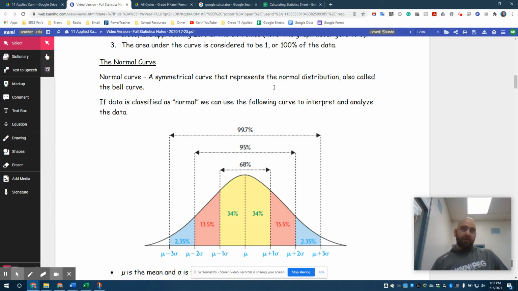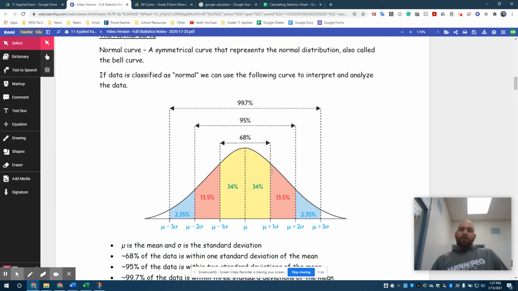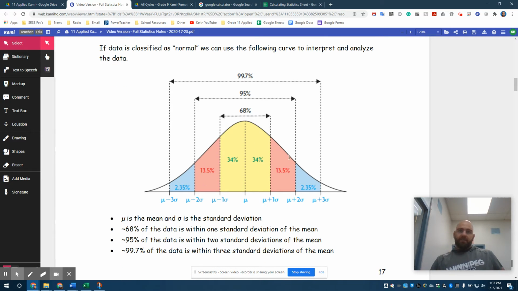We also call it the bell curve. And all of our data fits inside of here. A certain percentage is going to fit in each area if we see something as being normal. If the data is classified as normal, we can use this following curve to interpret and analyze the data. This is our histogram, just drawn out a little bit smoother. It means that in each of these sections, we have a certain percentage of the data.